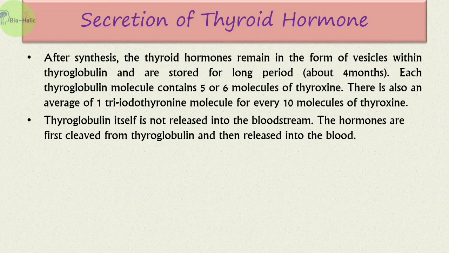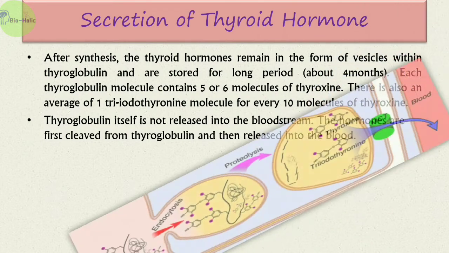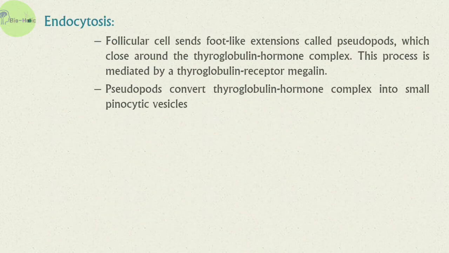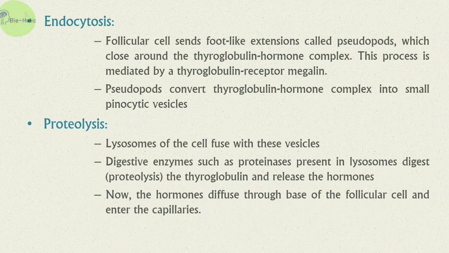Thyroglobulin itself is not released into the bloodstream, and the hormones are first cleaved from thyroglobulin and then released into the blood. So the secretion of thyroid hormones includes 2 steps: endocytosis and proteolysis. In endocytosis, the follicular cells send foot-like extensions called pseudopods, which close around the thyroglobulin hormone complex. This process is mediated by a thyroglobulin receptor, megalin. Pseudopods convert the thyroglobulin hormone complex into small pinocytic vesicles.